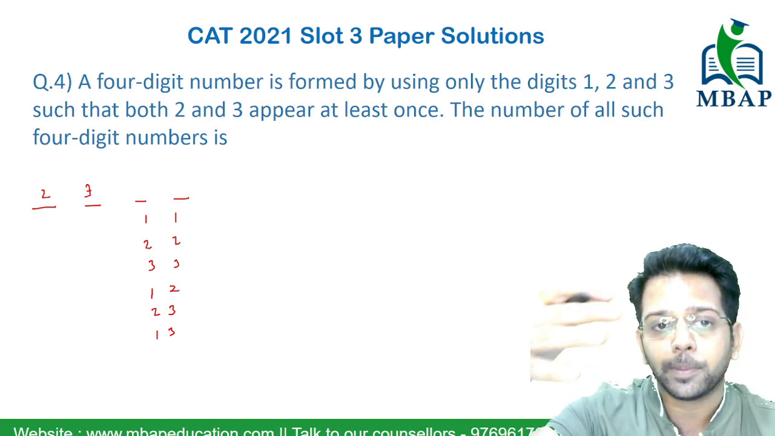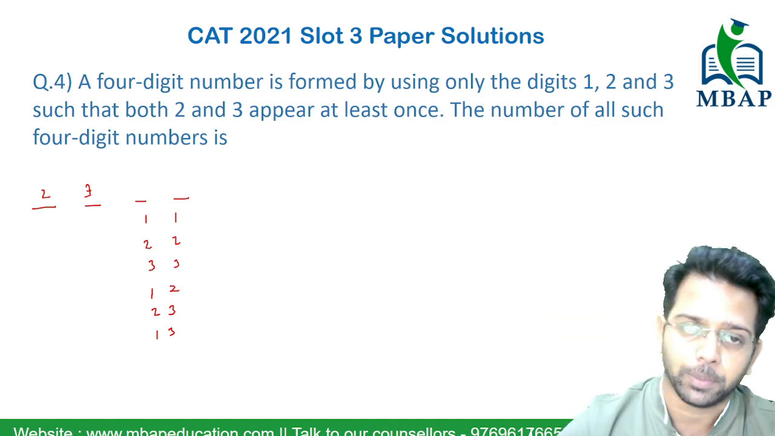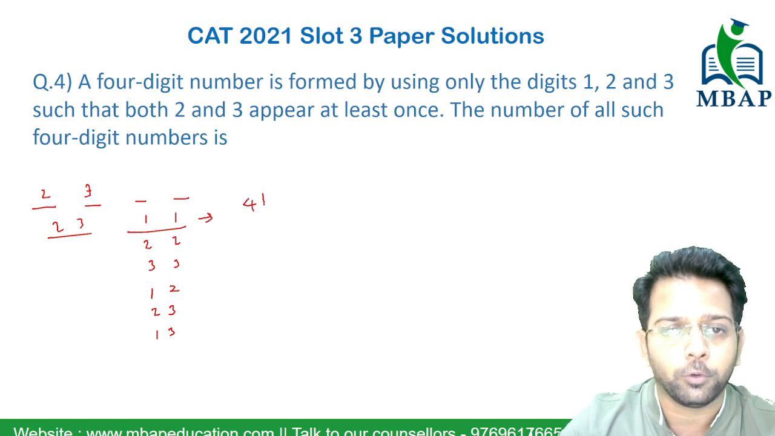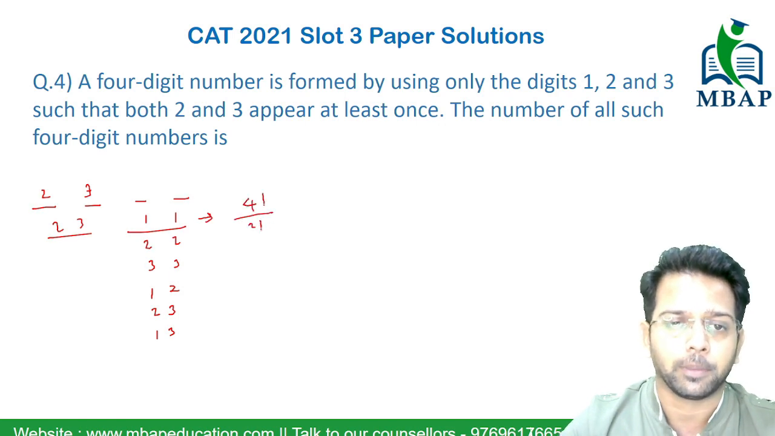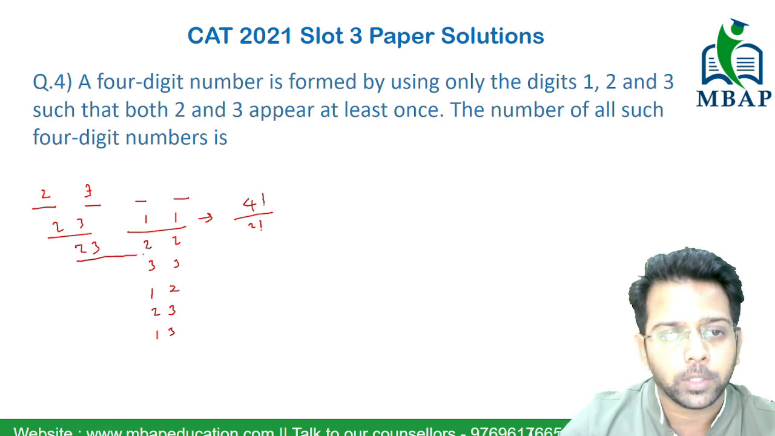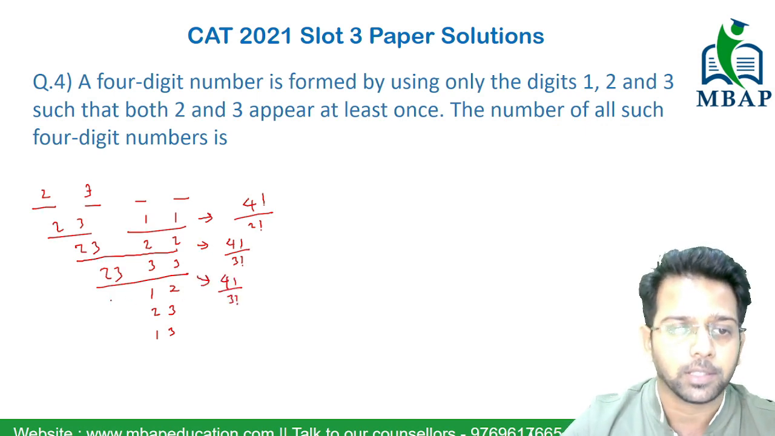Now these are the possible combinations of numbers which I have for the 4-digit case, and now see how many numbers you can make. Let's take the first case, which is 2, 3, 1, 1. With 2, 3, 1, 1 you can make 4 factorial divided by 2 factorial number of cases, because 1 and 1 is repeated. With 2, 3, 2, 2 you can make 4 factorial divided by 3 factorial number of cases.